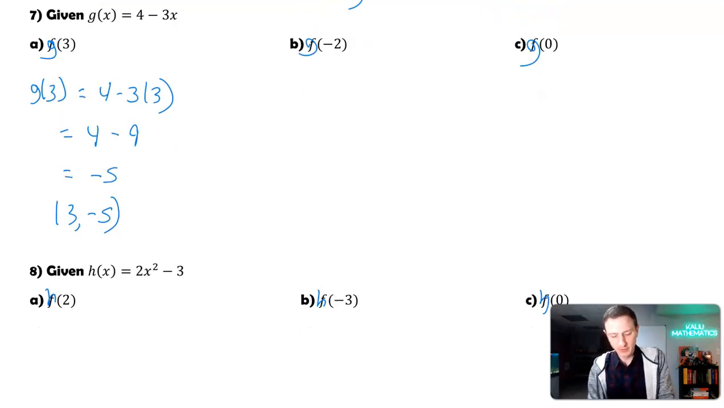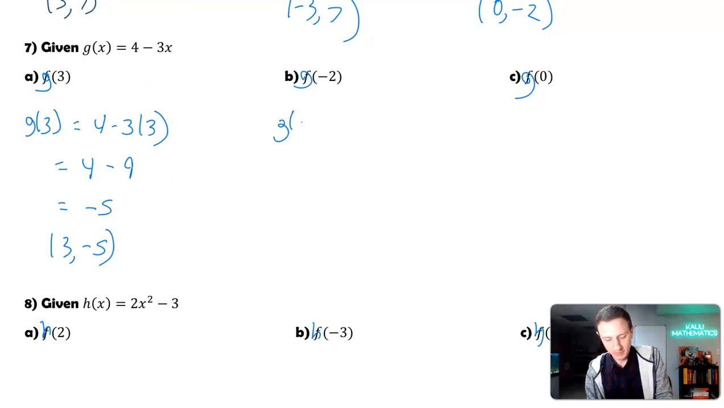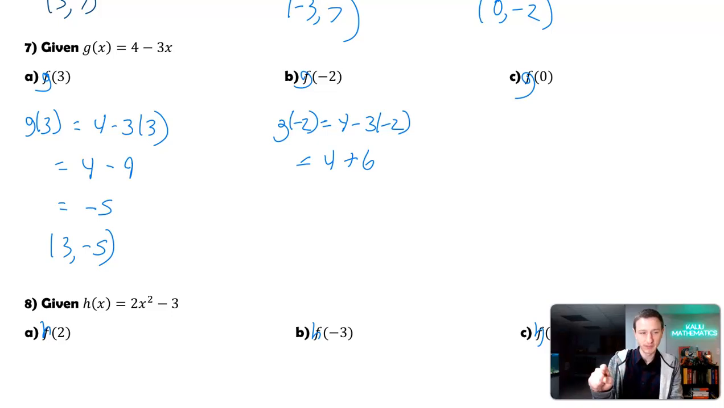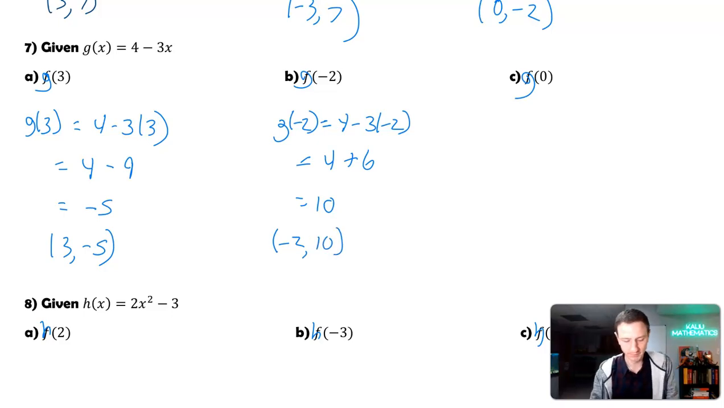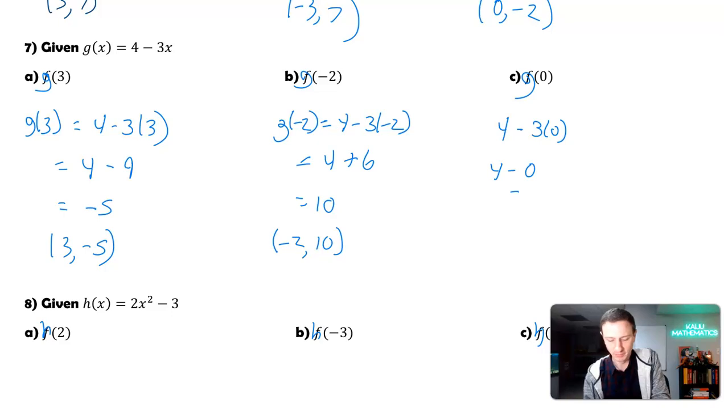G of negative 2. So this is going to be 4 minus 3 times negative 2. Negative 3 times negative 2 is positive 6. Careful there. Minus 3 times the negative 2 is going to be positive 6. 4 plus 6 is 10. So we get the ordered pair negative 2, 10. And g of 0, so 4 minus 3 times 0. 3 times 0 is 0. 4 minus 0 is 4. So we get the ordered pair of 0, 4.